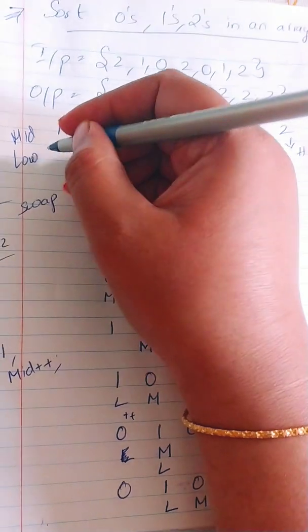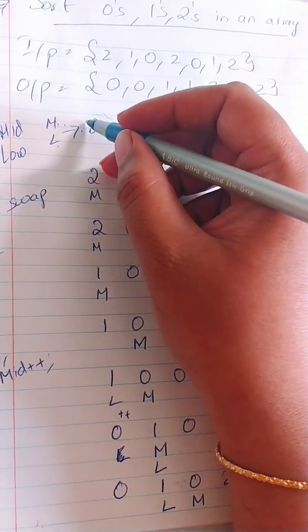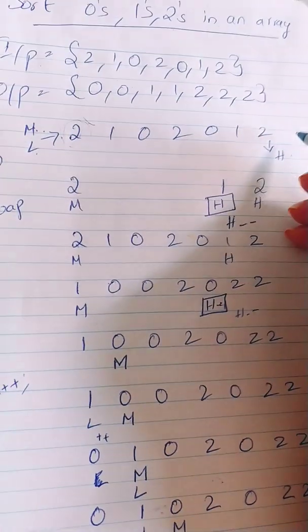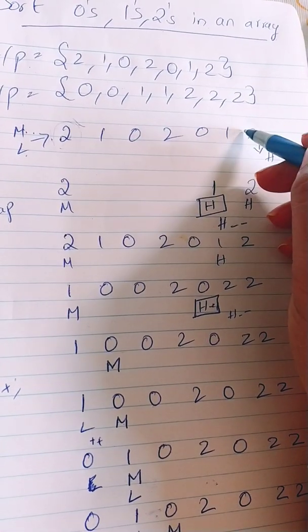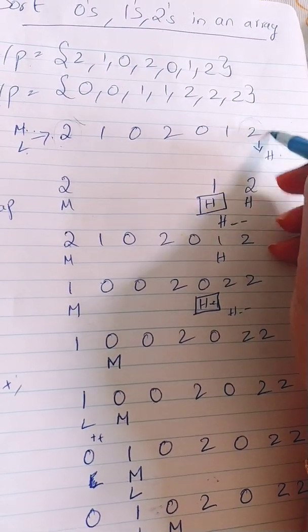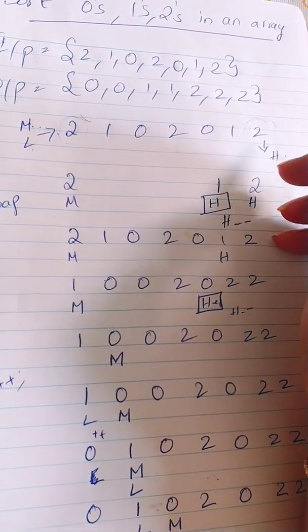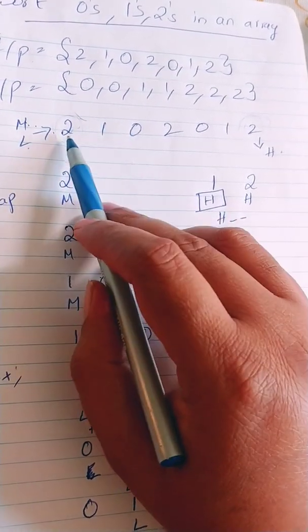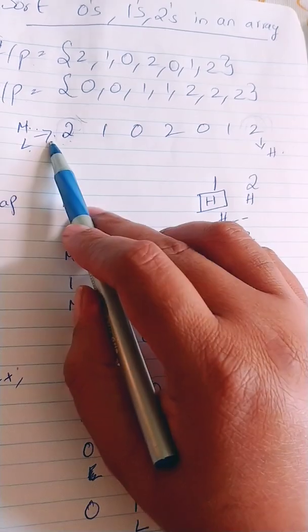For this, we have to take three index points: mid and low point to the first element of the array, and high points to the length minus 1. What we have to do is take three values, 2, 0, 1 and 2.